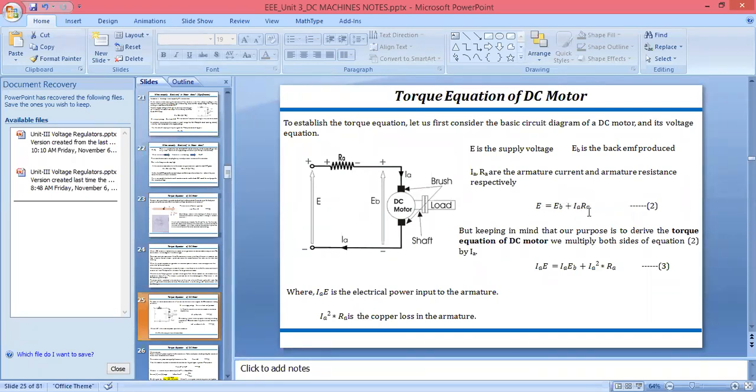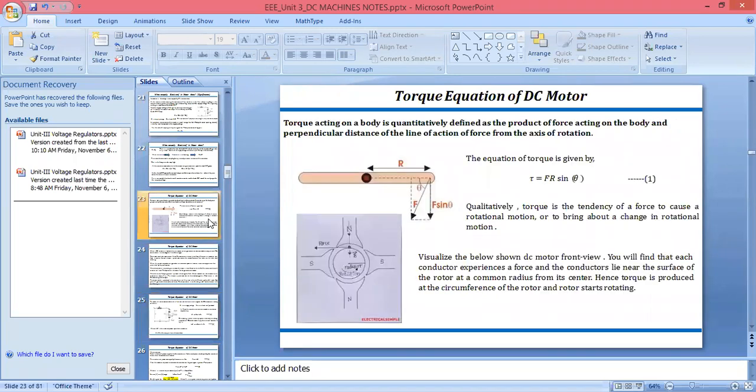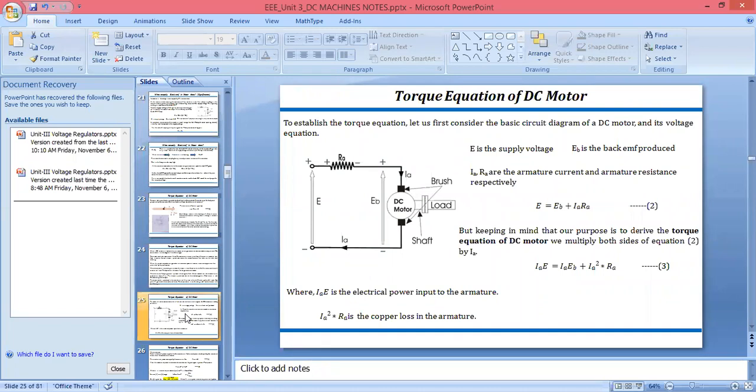So by keeping in mind the torque equation of the DC motor, we multiply both sides, because we need these equations. हमें ये torque का equation चाहिए. So what we can do is multiply equation 2 on both sides by IA. What will our equation become? IA into E equals IA into EB plus IA into IA RA. I can write IA square into RA. But we know IA square RA is nothing but the power loss, the copper loss, because IR is nothing but V, and one IA is remaining.